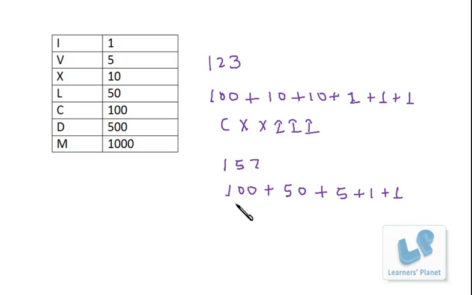Okay, now just start putting the symbols. For 100 we will put C. For 50 we will put L. For 5 we will put V, and then 1 and 1, that is I. Okay, so it's 100 plus 50 plus 5 plus 1 plus 1, that is CLVII, that is 157.